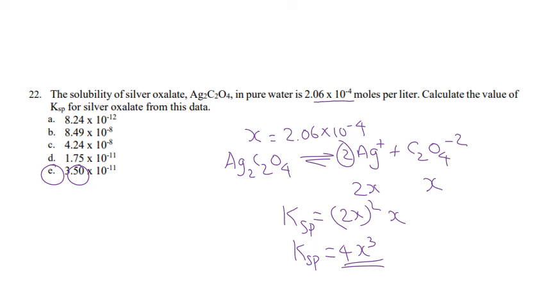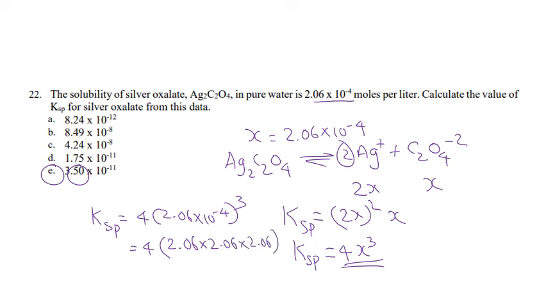So then I will just substitute that x value. 4 times x, which is 2.06 times 10 to the power negative 4, to the power 3. So 4 times, you can either enter it directly into the calculator or split it down, 2.06 times 2.06 times 2.06, and then 10 to the power negative 4 times 3 is 10 to the power negative 12. When you plug it in the calculator, you will get the answer 3.49 times 10 to the power negative 11.